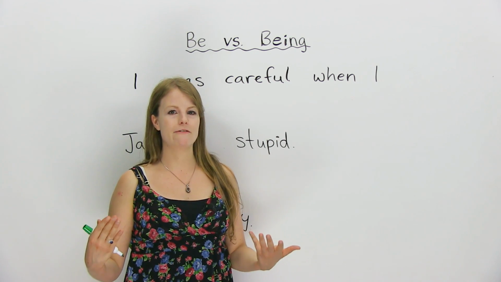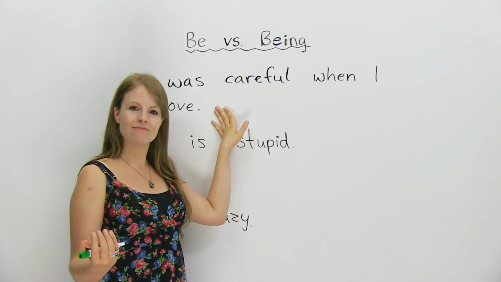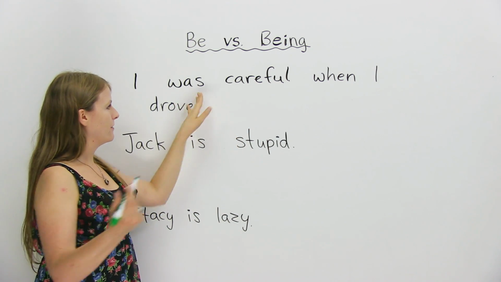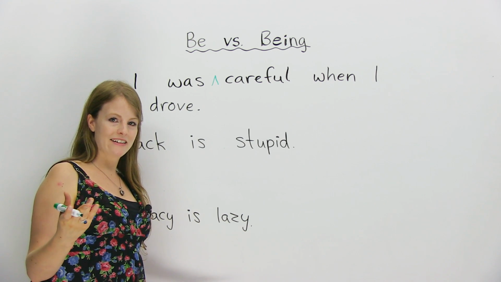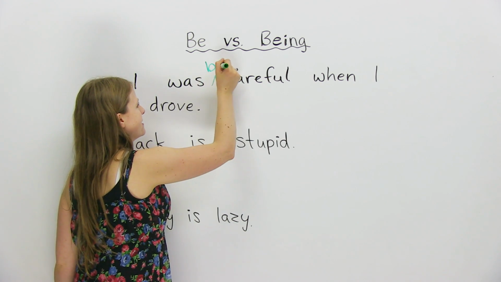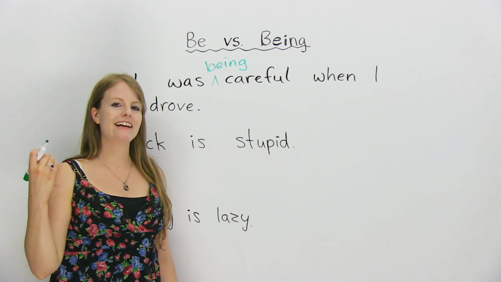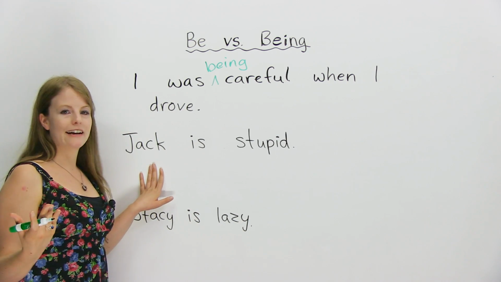So now I have a behavior. How can I make this into a behavior or an action that's not always true? If you said, we can add something, you are right. What are we going to add? We're going to add being. Good. I was being careful when I drove. All right, let's look at the next one.